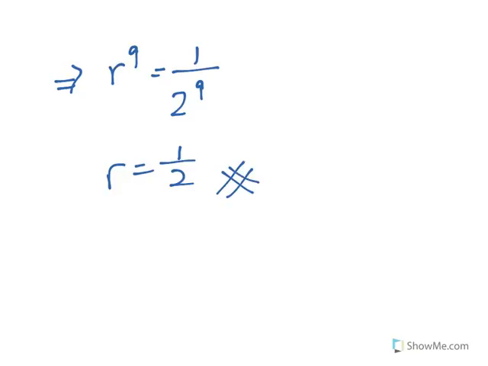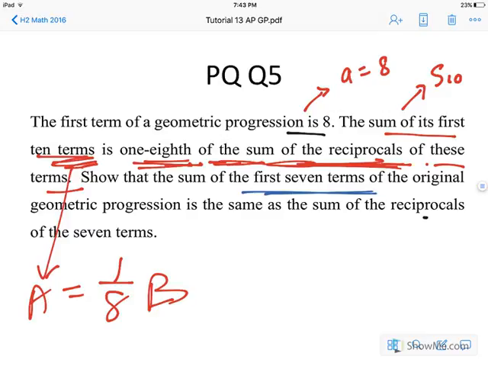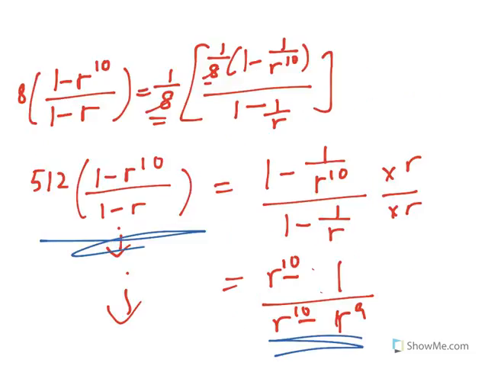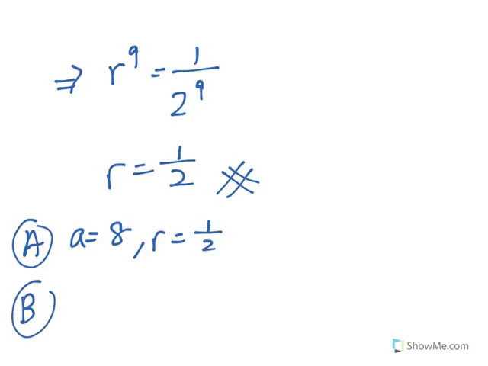With that, the next thing we need to do is find the sum of the first 7 terms of A. Remember the question asks us to show that the sum of the first 7 terms of the original GP is the same as the sum of the 7 terms of the reciprocal. For A, the first term is 8 and R is equal to half. For B, the first term is 1 over 8, and the common ratio is 2 because it's 1 over R.